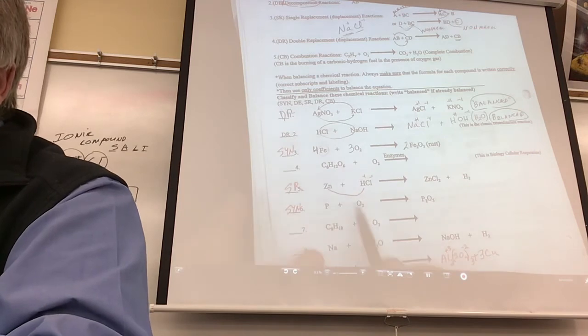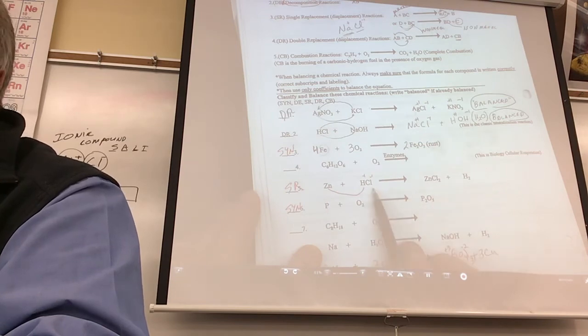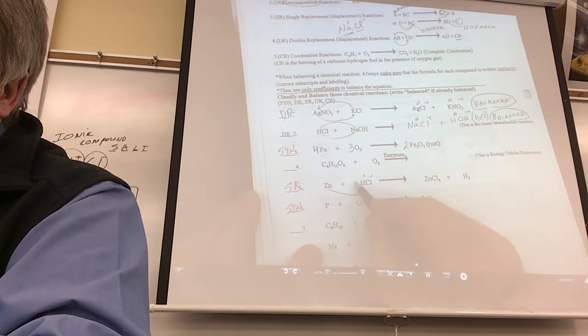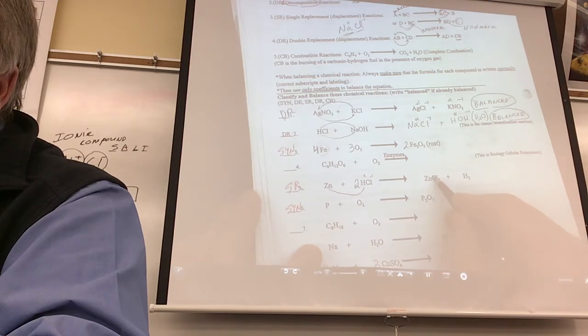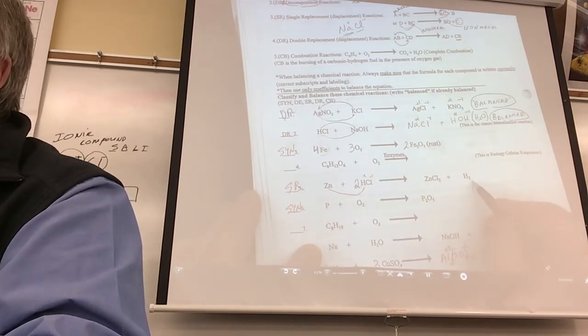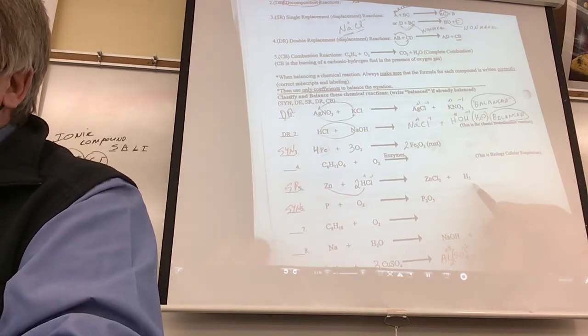I don't have any tricks. This is a pretty easy one. Ready? 1 zinc, 1 zinc. 2 chlorines. How many here? 1. Remember, don't add a subscript. Now, how many chlorines does that give you? 2 chlorines. But how many hydrogens does that give you? 2. Ding, ding, ding. Are we balanced? Okay. All right, let's try the next one.